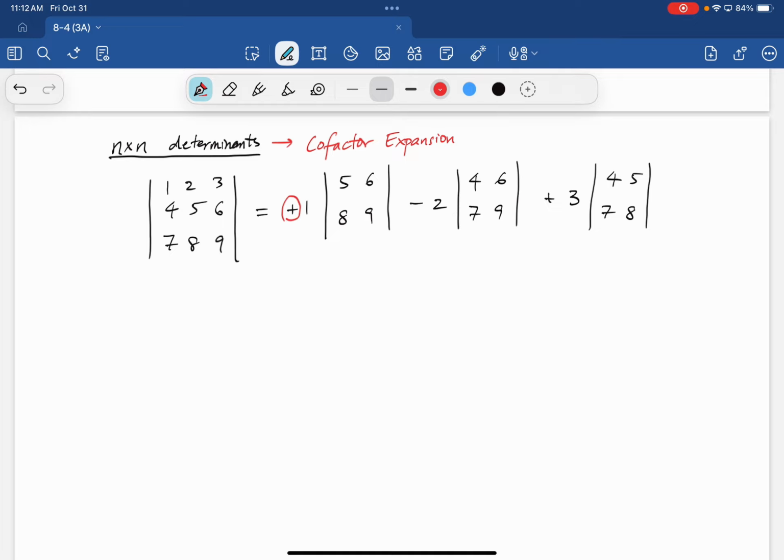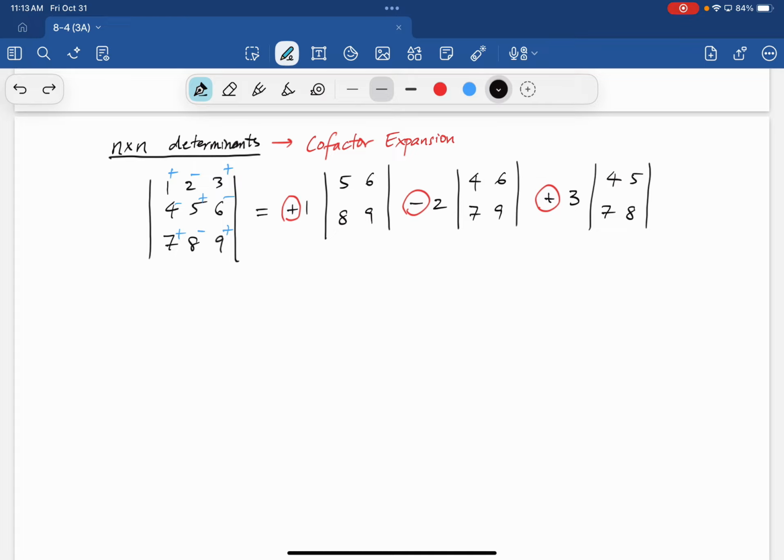Okay, but there's a last thing I need to explain. Where does this plus come from, and where does this minus come from, and where does this plus come from? These have to be adjusted by this pattern, okay? We start with the plus on the top left, and then it proceeds in this pattern: plus, minus, plus, minus, plus, minus, plus, minus, plus. So it follows a checkerboard pattern of pluses and minuses. So it's always positive, negative, positive, negative. That's right. And we have to adjust them by this factor, by this plus or minus.